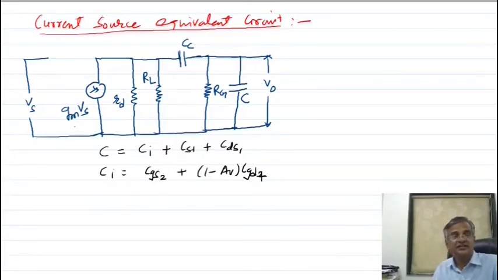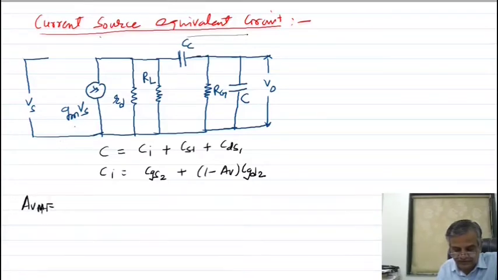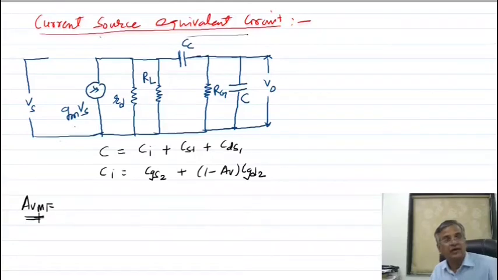This is the equivalent circuit. This is the equivalent circuit for cascade common source. General equivalent circuit I am telling you. Now on this we will discuss the gain at mid frequency. Now I am deriving the equation of gain of the circuit at mid frequency. So look here, carefully try to understand.